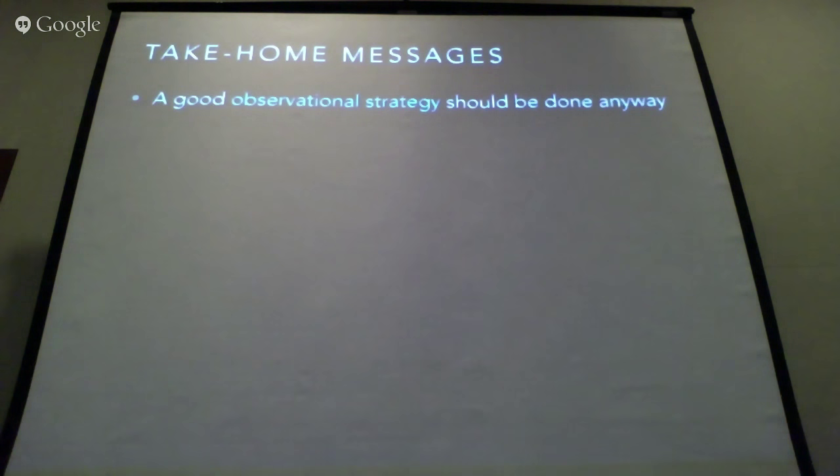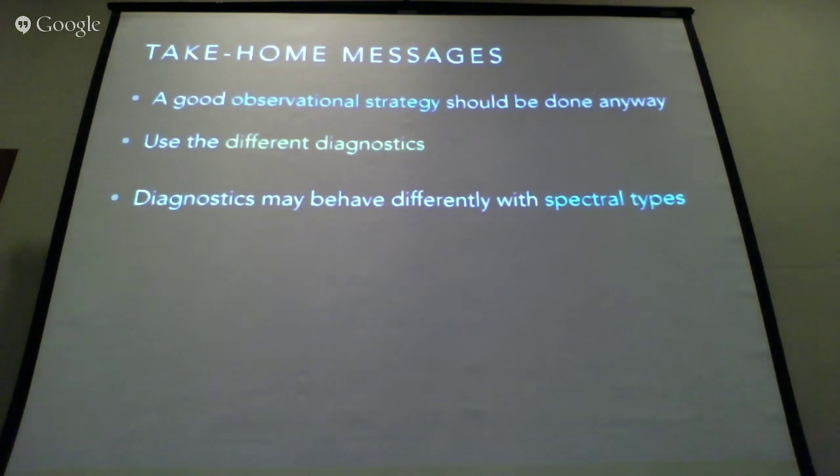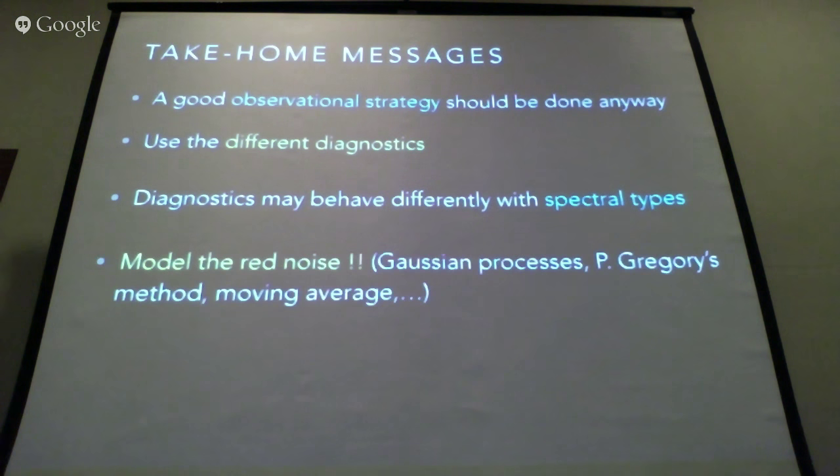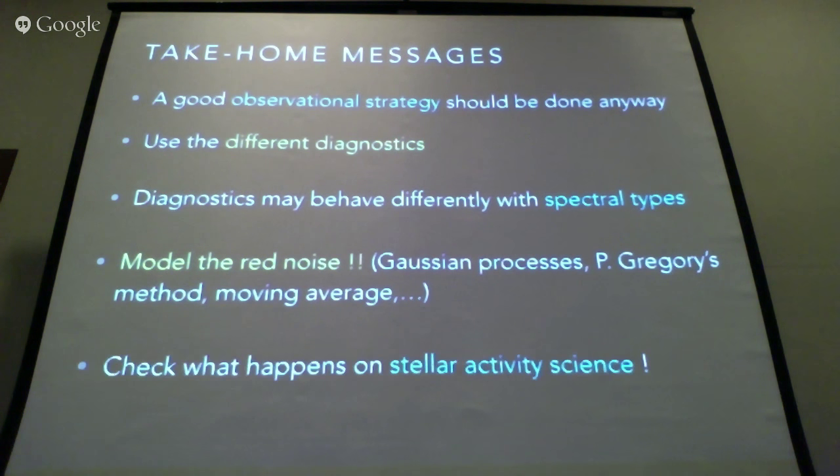A good observational strategy should be done anyway. You have to use the different diagnostics that you have in hand. We have to be careful because these different diagnostics may behave differently with different spectral types, not only with the M dwarfs, but we also have to take care between the G and the K dwarfs. I think it would be a little different. We also have to model the red noise, with the processes, the hypotheses, the Keplerian, the moving average, and also maybe check what happens in stellar activity science. Thank you.